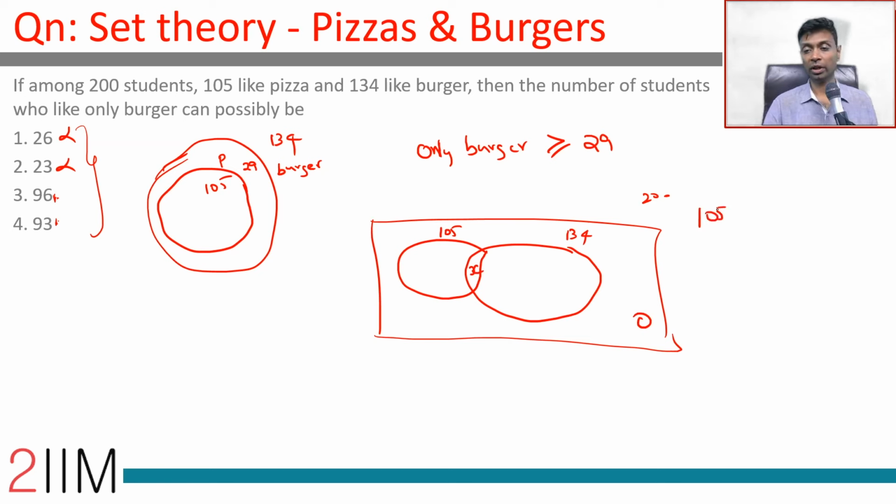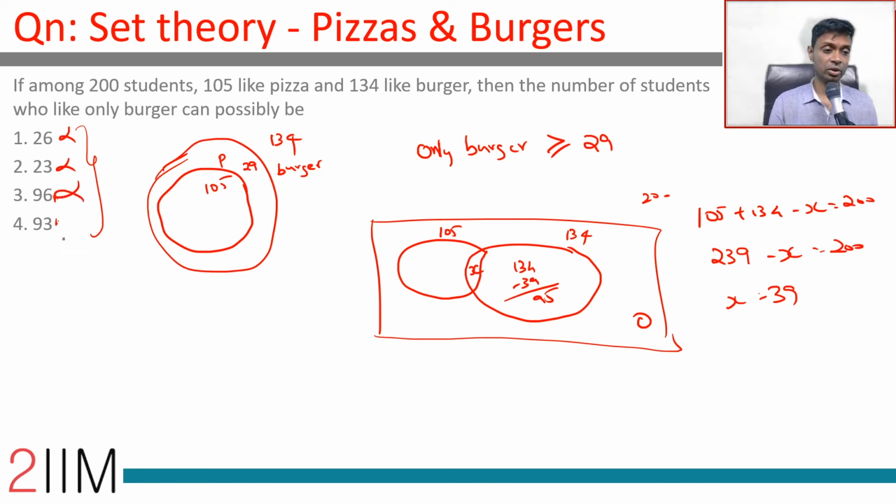So 105 plus 134 minus X should be equal to 200. 239 minus X should be 200. X should be 39. Only burger would be 134 minus 39, which is 95. It cannot be any more than 95. So this is out. This is an answer. Only burger is greater than or equal to 29 and less than or equal to 95.